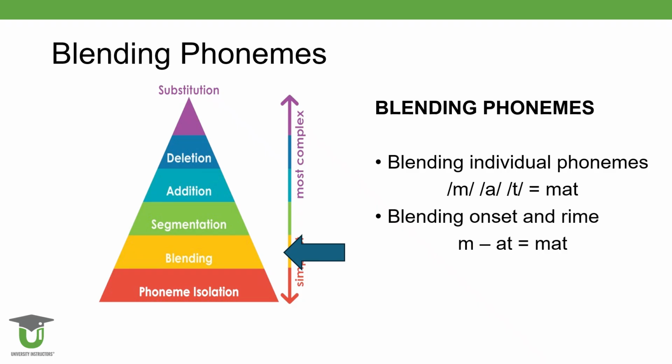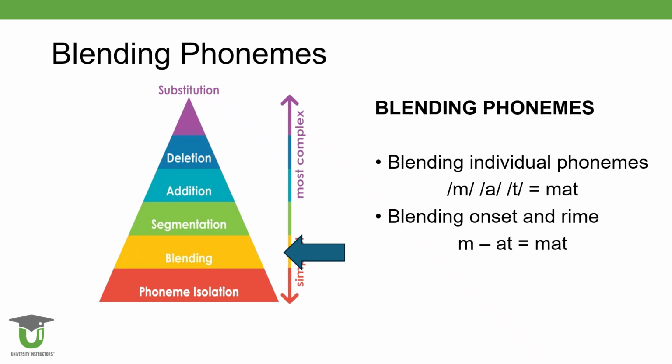Moving up the pyramid, we start with phoneme isolation and we're now at blending. That's a slightly more complex phonemic awareness skill. Phoneme blending is basically combining sounds and involves listening to and pulling together isolated phonemes to create words. This process requires a student to hold the individual elements in his or her mind as the word is created, thus challenging a student's active working memory.